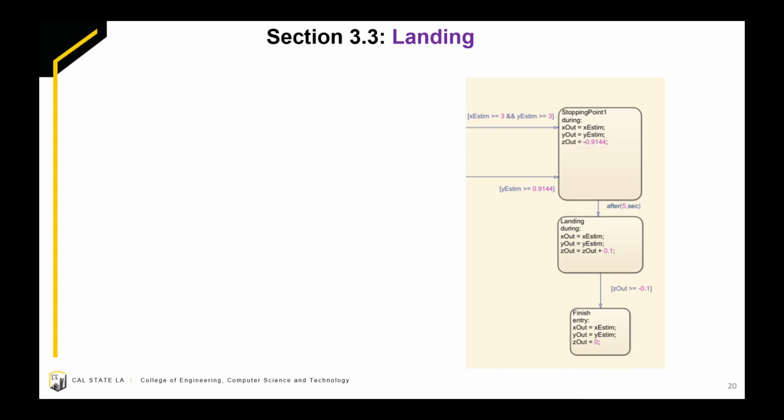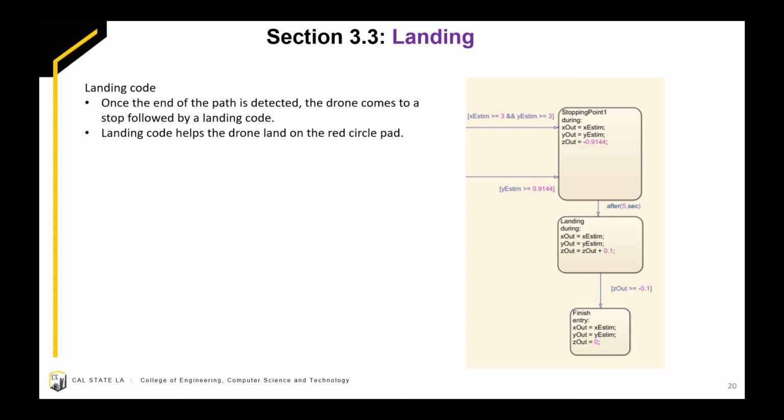Section 3.3 highlights our third subsection block in state flow, where the drone is asked to stop, land, and finish when each of their conditions are met. The first block commands the drone to come to a stopping point once the end of the path is detected. This is then followed by a landing code to help land the drone on a red circle pad at 0.1 meters per tenth of a second.